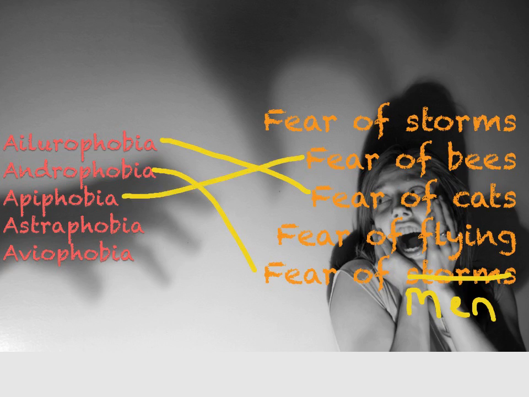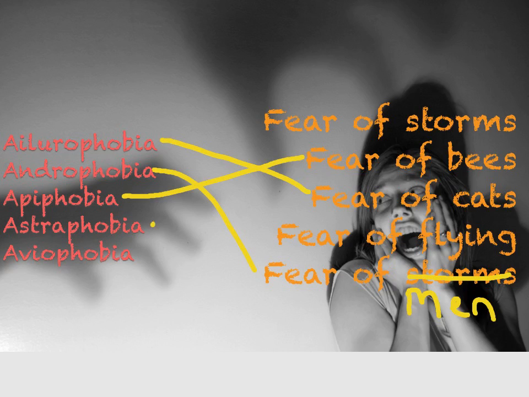Fear of bees. Okay, and we have two left, but the last one you're going to be able to tell because there's only one answer. Astrophobia. Raise your hand if you think it's the fear of storms. Raise your hand if you think it's the fear of flying. Astrophobia is the fear of storms. And then aviophobia, fear of flying.